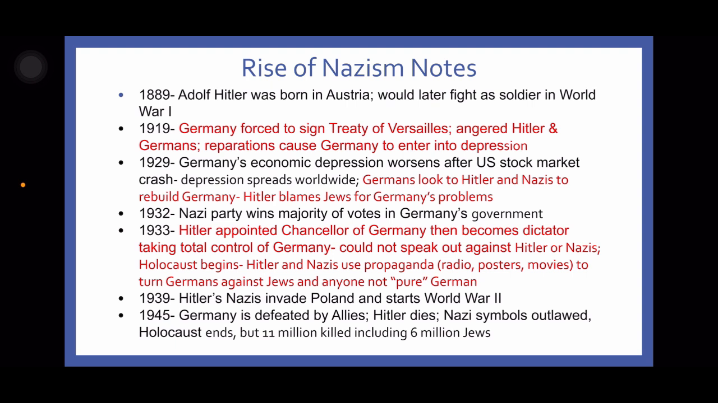Now, in 1932, the Nazi Party won, and they got the majority of votes in the German government. In 1933, Hitler became the chancellor, which is equivalent to president, and he became the dictator. He decided nobody should be running against him. He hired secret police to spy on people, making sure that they didn't rise up and try to kill him or take over. But Hitler and the Nazi Party became really big.